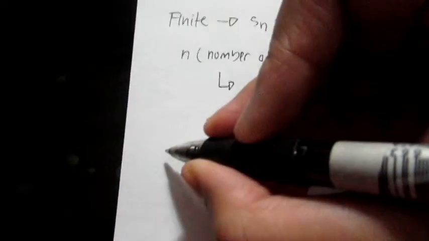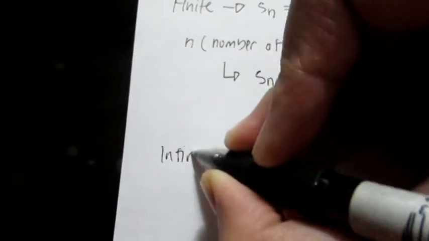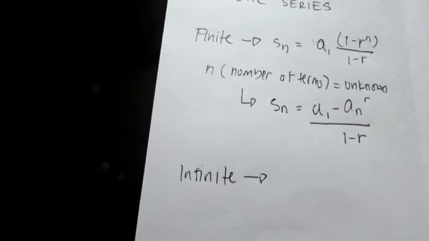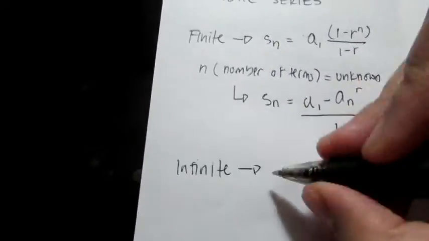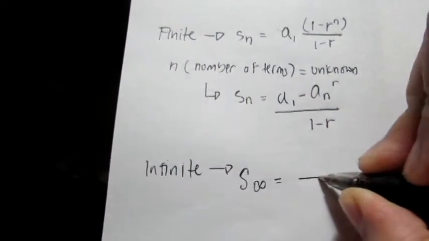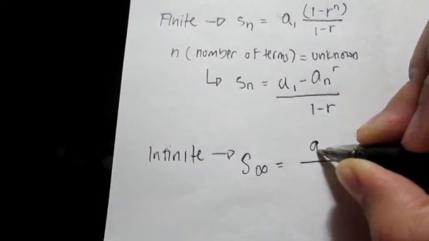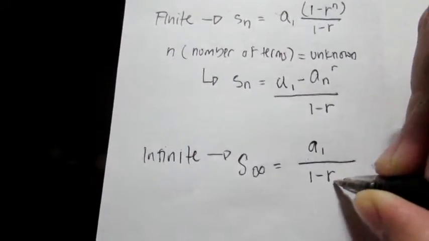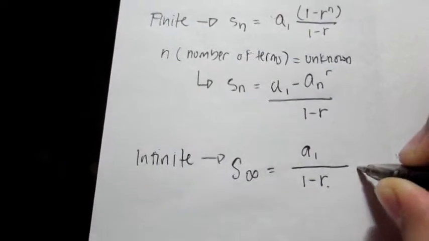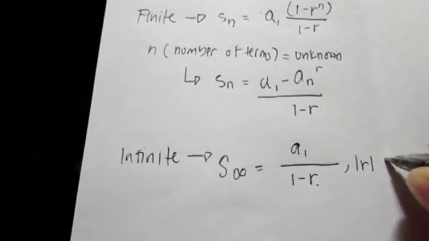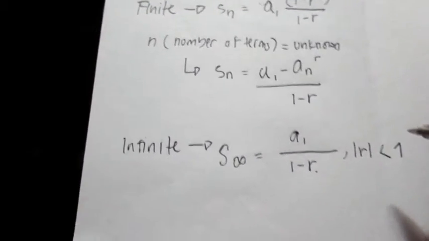Then in infinite, we have S sub infinity is equal to a sub 1 divided by 1 minus r, where r is less than 1, or the absolute value of r is less than 1.